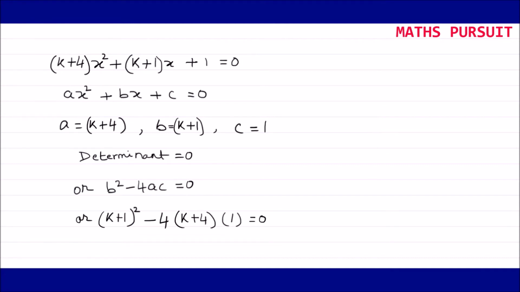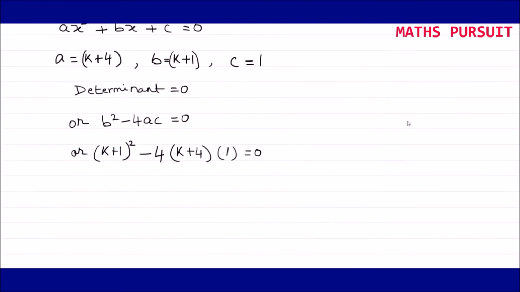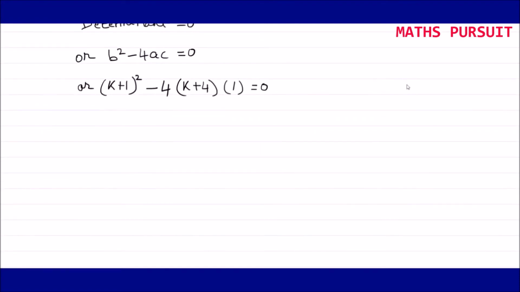I can solve this equation and further write: (k + 1)² is nothing but we can solve it using the formula (a + b)², which is a² + 2ab + b².